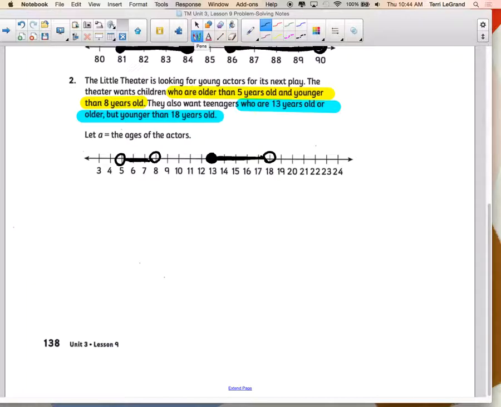We're gonna leave that one open because you can't really be 5. It says older than 5 and younger than 8. So we're good on that one now? Anybody want to challenge the other one? Any part of the other one? No? Okay, then let's write our compound inequalities.